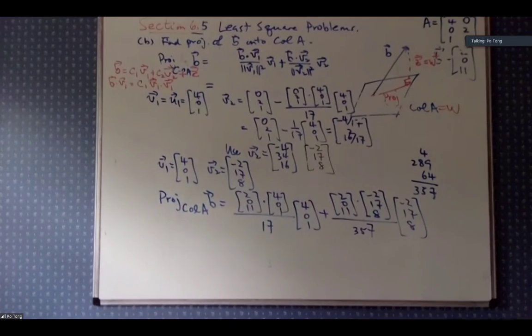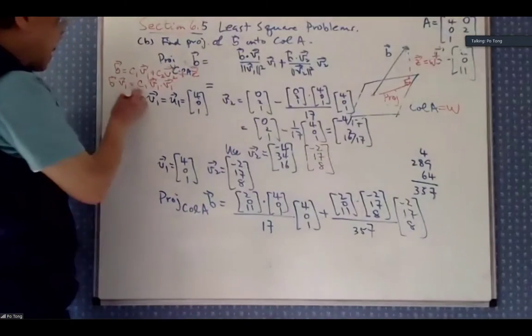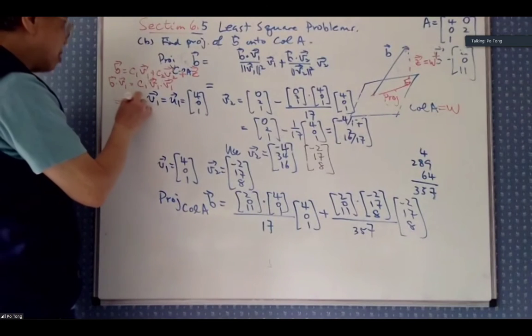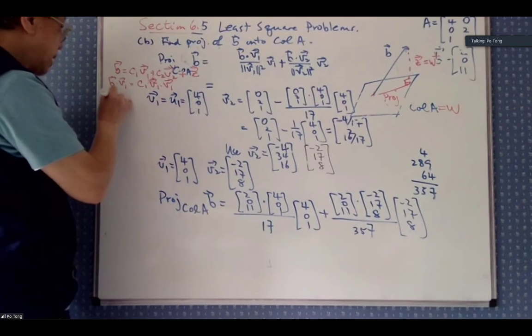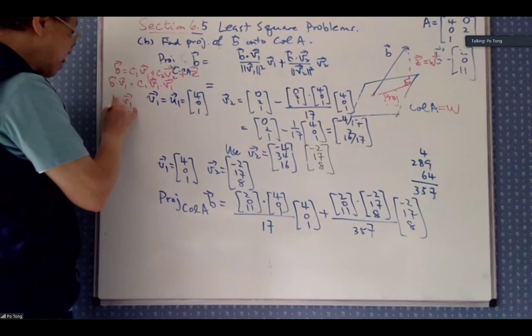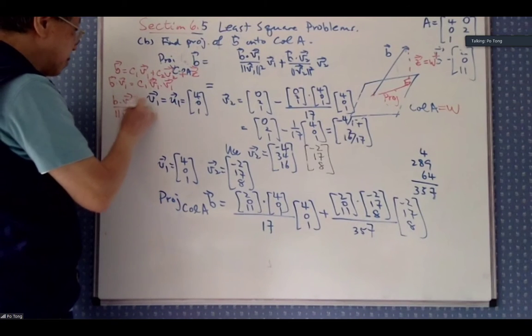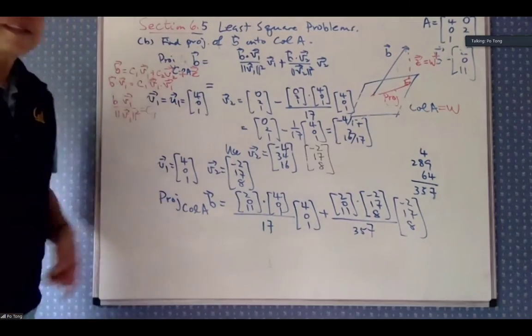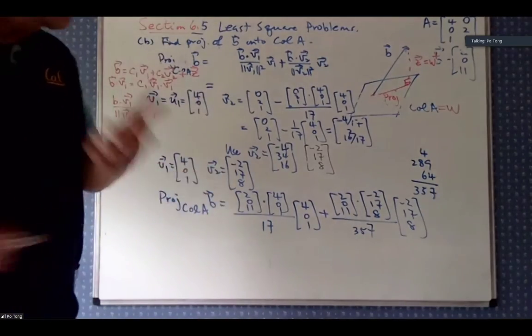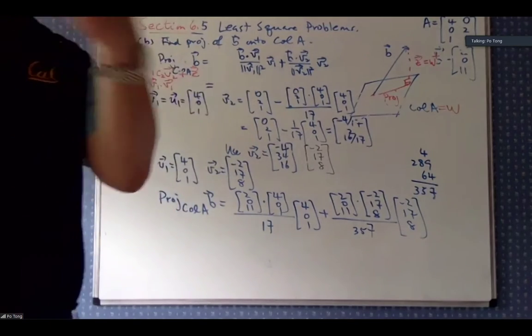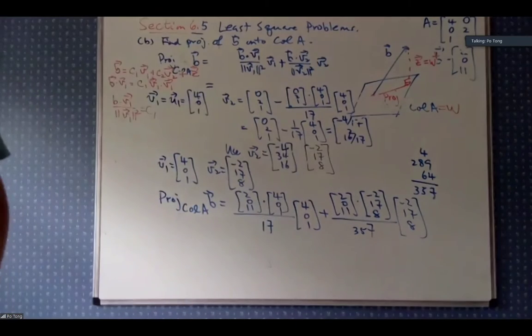Hopefully this is coming back to you. So from this, I get C1 equal to B dot V1 divided by this. And similarly, you get C2. It's a technique that we use. Basically, that's why we have that formula for the orthogonal, for the Gram-Schmidt process.